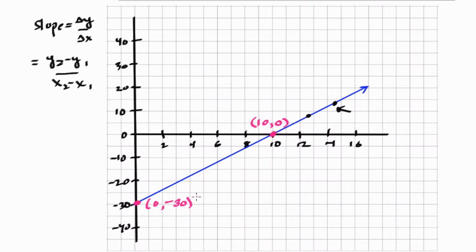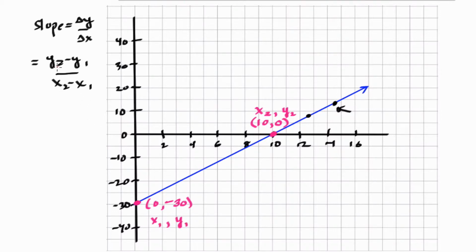Now, which ones are the 2s and which ones are the 1s? 2 is just what comes second. Going left to right, just like you would read a book left to right. Going left to right, this is the second point here. So the x value would be 10. So we'd call that x2. The y value 0, we could call that y2, and that would make this x1 and y1.